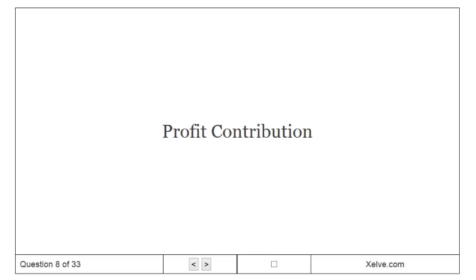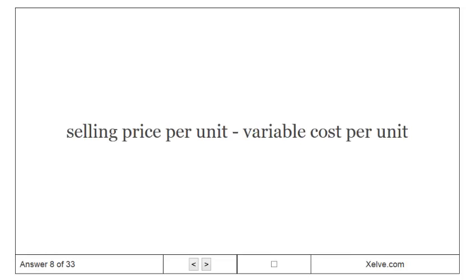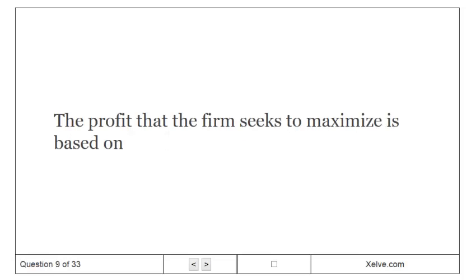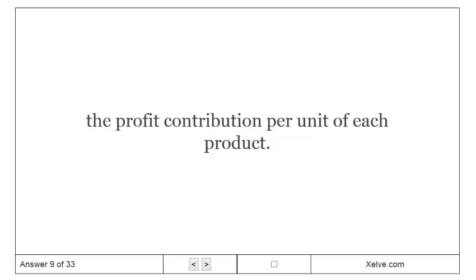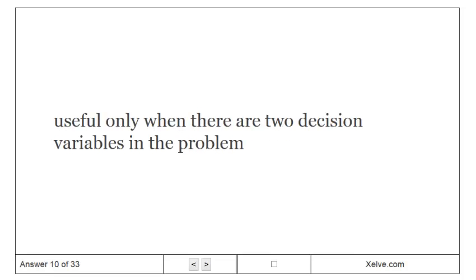Profit contribution. Selling price per unit minus variable cost per unit. The profit that the firm seeks to maximize is based on the profit contribution per unit of each product. Graphical procedure. Useful only when there are two decision variables in the problem.